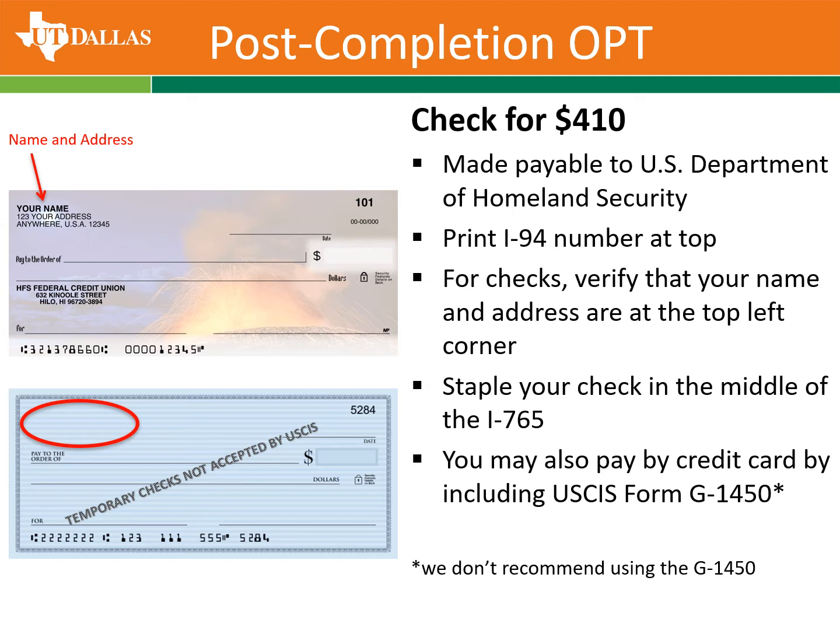The difference you can see on this slide right here: the bottom check is a temporary check because it does not have a name and address anywhere on it. The top would be an example of a personal check. Cashier's checks are also acceptable. Just make sure that that cashier's check is likely going to be valid by the time USCIS looks at it. Sometimes cashier's checks are only valid for a certain amount of time, whether that's 60 days or 90 days. If it does have an expiration, it will be printed on the payment itself more than likely. The G1450 is just an option I do not recommend.